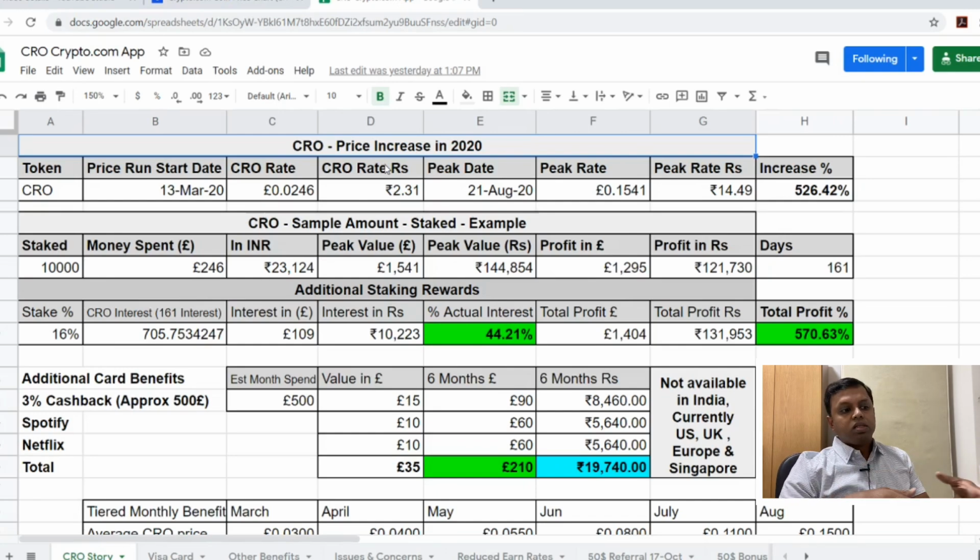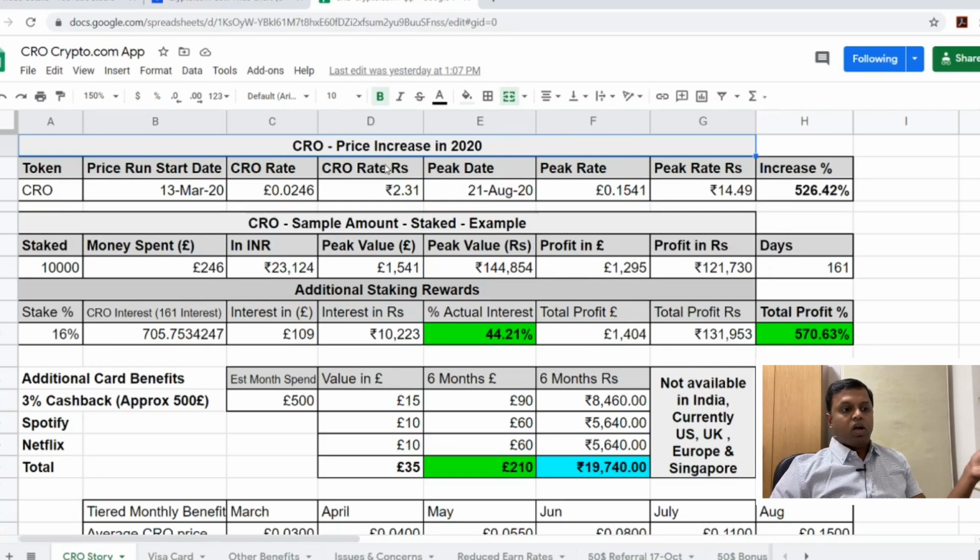But because we got the interest in CRO, it has been sitting in the account. And when the value of CRO is increasing, the interest value is also increasing. So I get 705 CRO as interest on the 10,000 CRO that I invested, which at August value is roughly around 109 pounds.